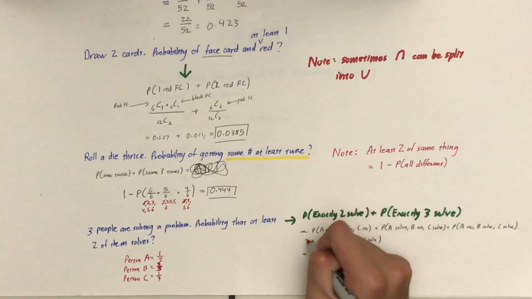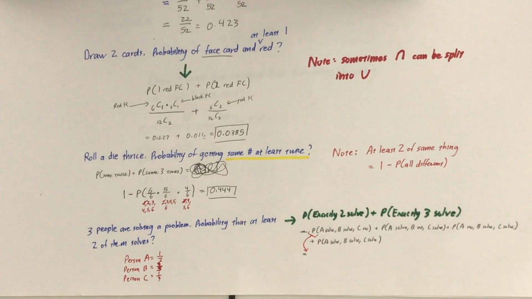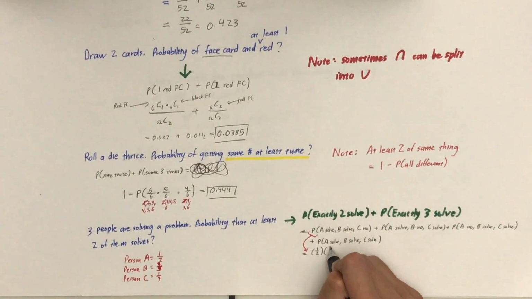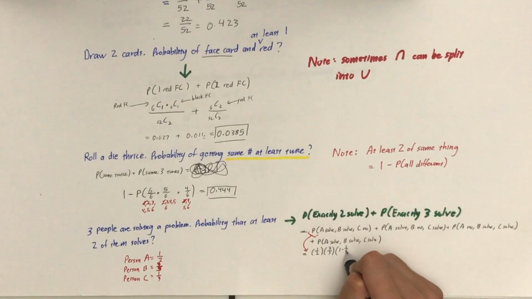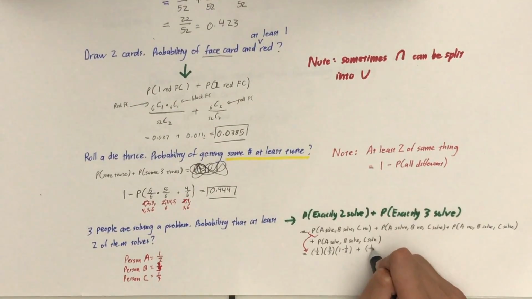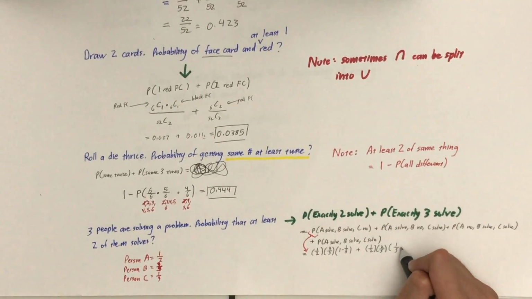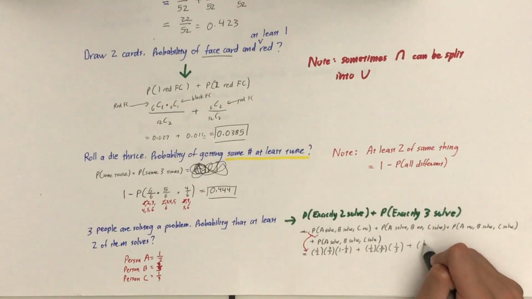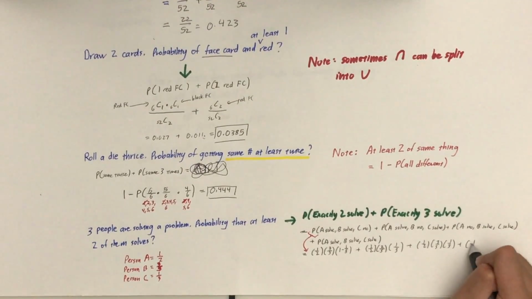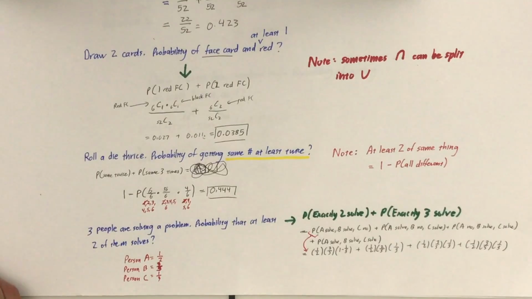So to find the probability that A and B solve it while C doesn't, we multiply the probability that A solves, 1/2, times the probability that B solves, 3/5, times the probability that C doesn't solve it, which is 1 minus 1/3, or 2/3. And we repeat this for each one, so the probability that B doesn't solve it is 1 minus 3/5, or 2/5, the probability that A doesn't solve it is 1 minus 1/2, or 1/2, and then we find the probability that all 3 of them solve it, which is 1/2 times 3/5 times 1/3. Then we add this all up, and we get 0.4667.